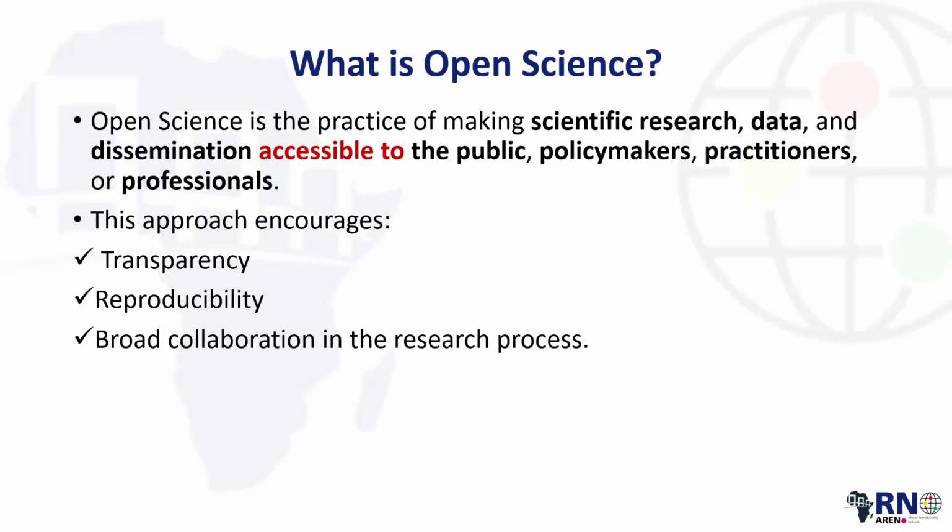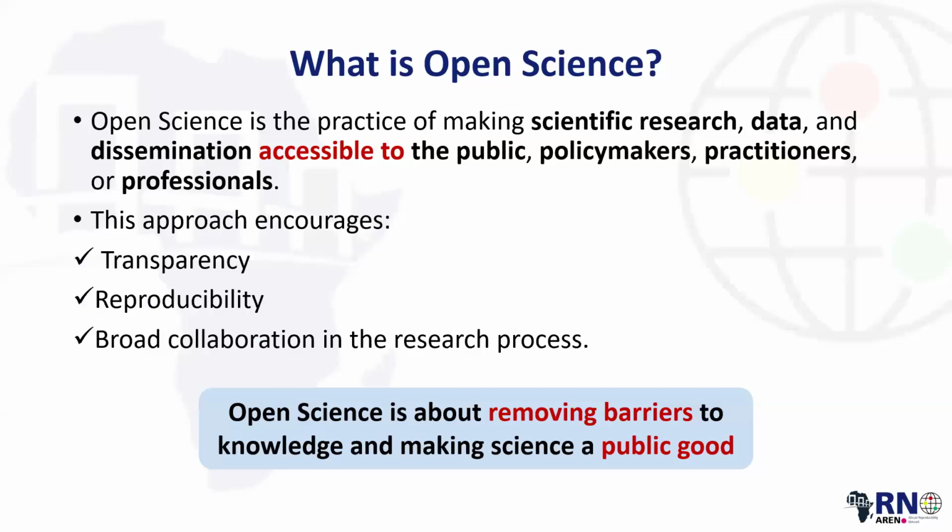In open science, you will hear the terminologies transparency, reproducibility, and collaboration a lot, because these are the essence of open science. Basically, open science is about removing barriers to knowledge and making science a public good. The idea is that science is not the property of someone. Science is a public good, and it should be disseminated and accessible in that way. Anyone who needs this information should be able to access it freely without any obstacles.